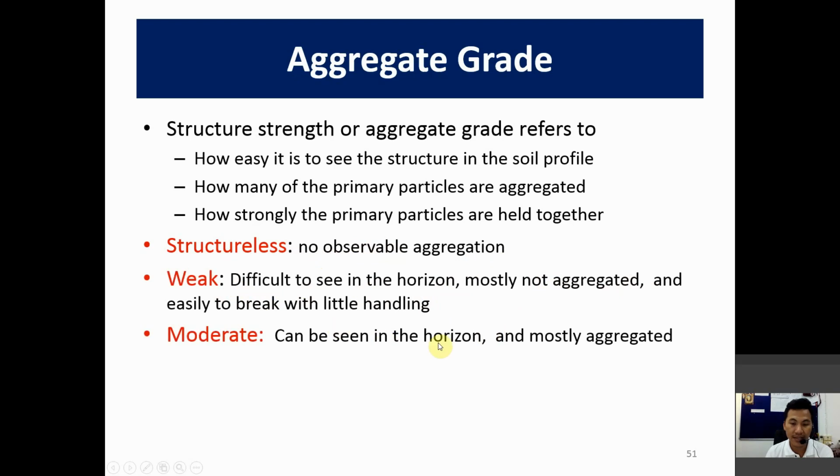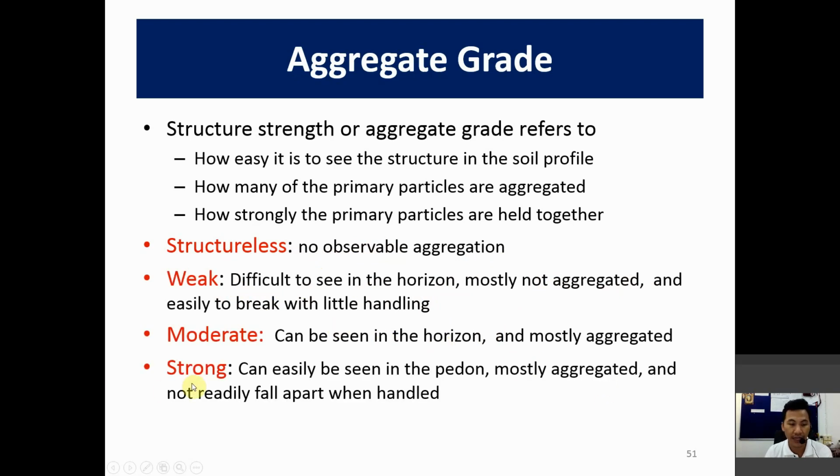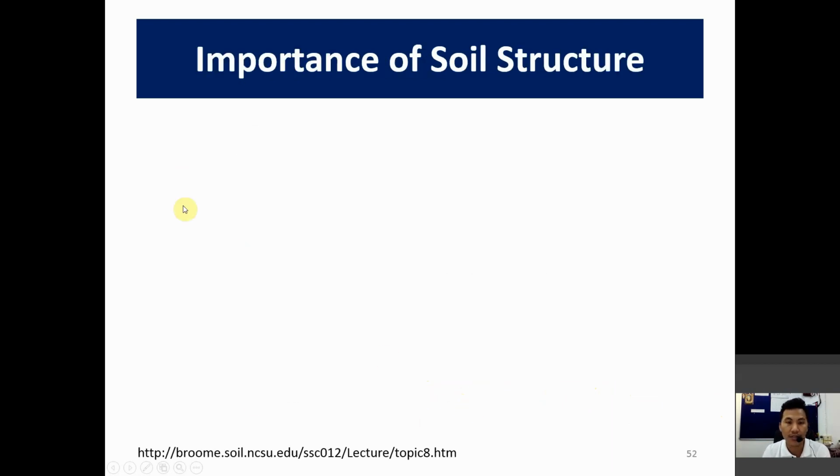Moderate can be seen in the horizon and is mostly aggregated. Strong means you will surely see it in the pit, and it is mostly aggregated and does not readily fall apart when handled. So we like to have such a strong aggregate grade, of course.